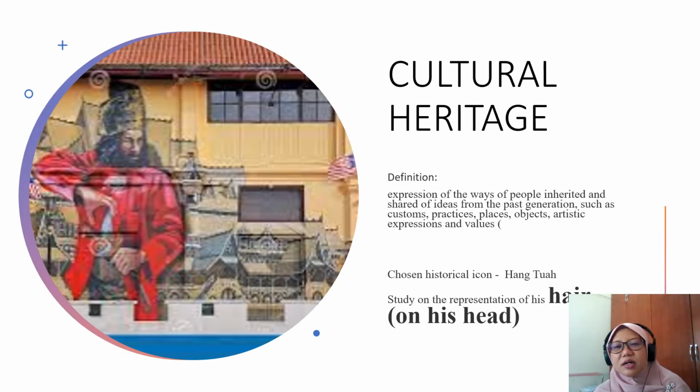Another important term used in the research is cultural heritage. This refers to the expression of ways people inherited and shared of ideas from the past generation, from the history, such as practices, expressions, values, customs. And for our study, we choose the historical icon Hang Tuah and we are looking specifically at the representation of the hair.